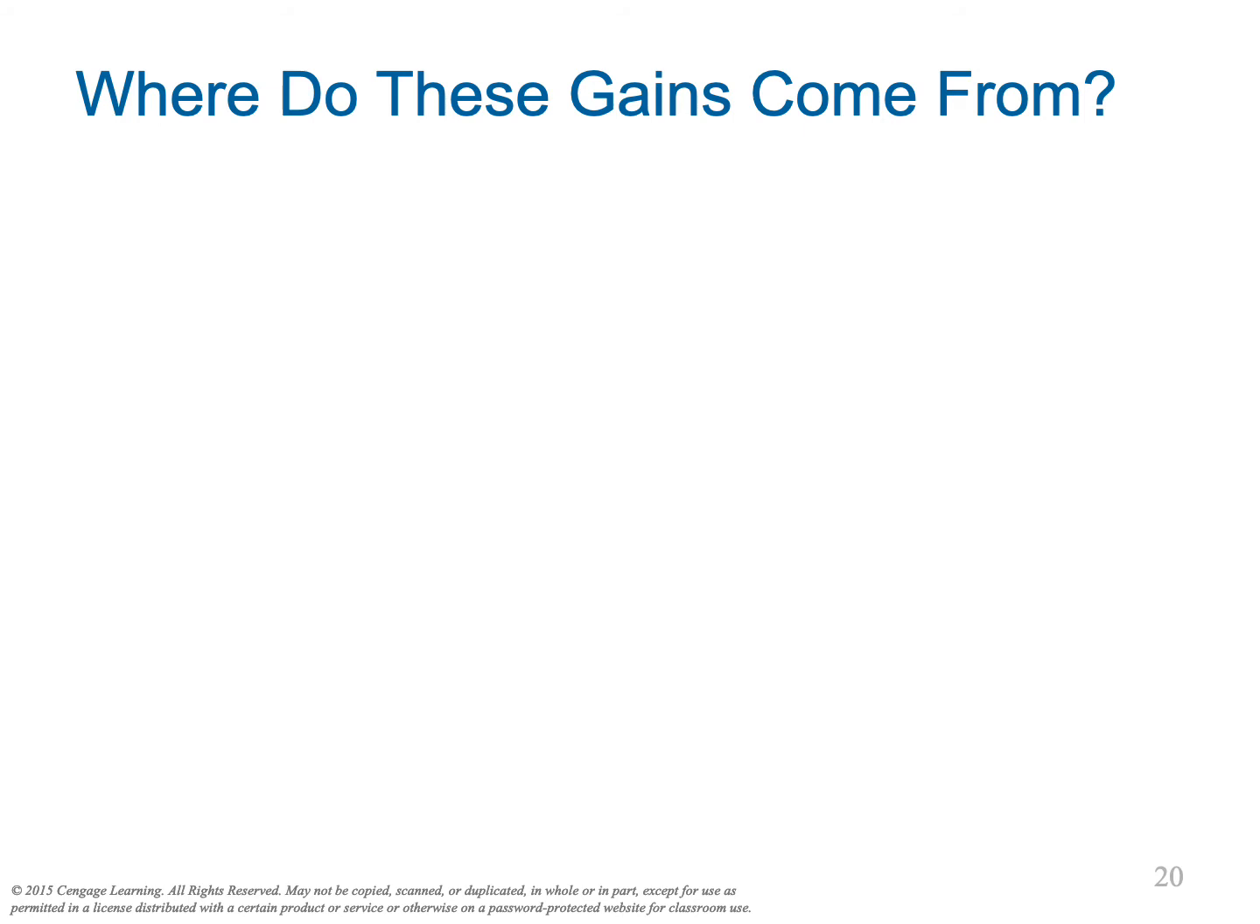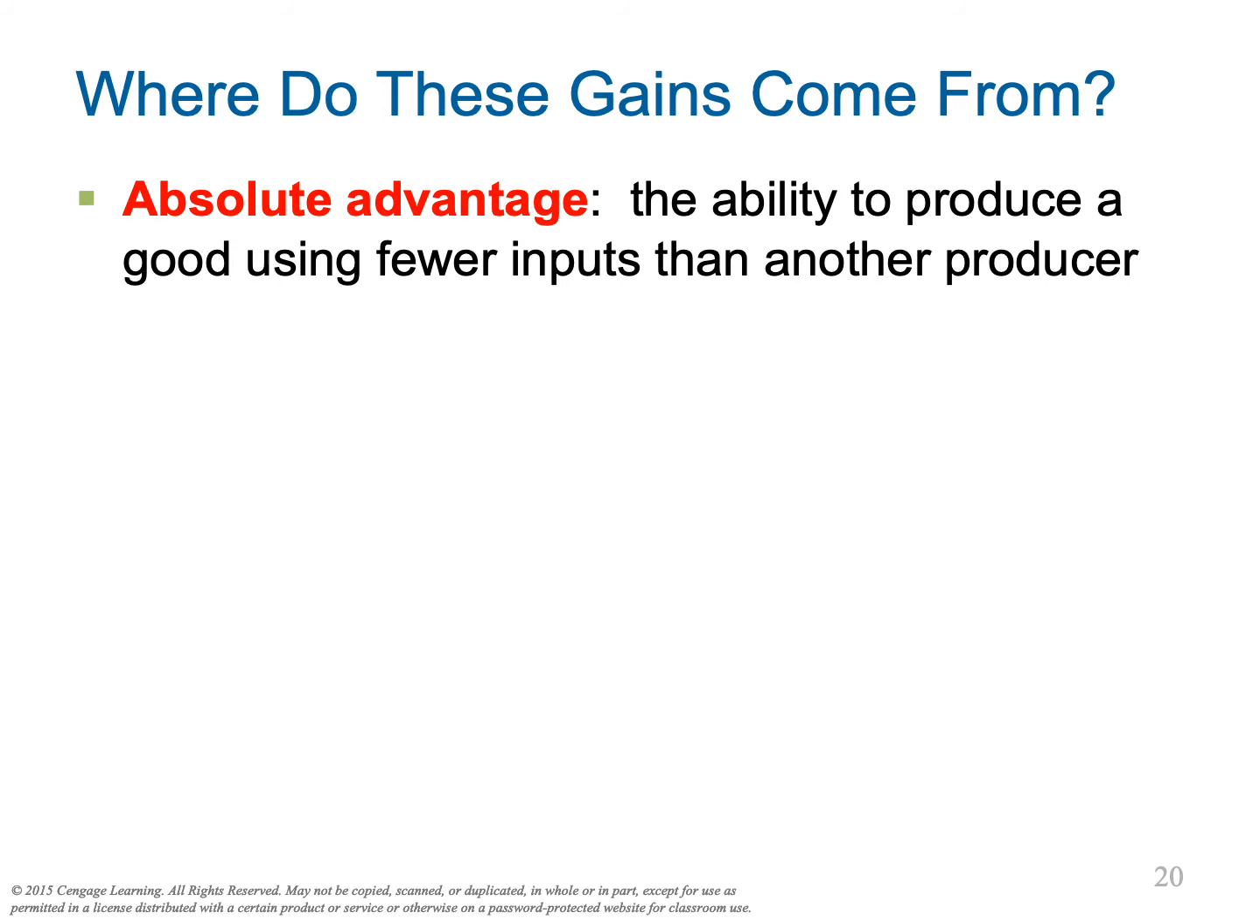Well, where do these gains come from? That's a logical question. And the answer is that it comes from the two countries enjoying some kind of advantage. Now, the first type of advantage we need to talk about is absolute advantage. And this is simply the ability for a producer to create a good using fewer inputs than another producer.